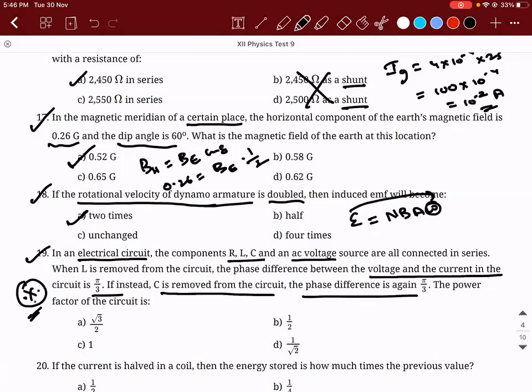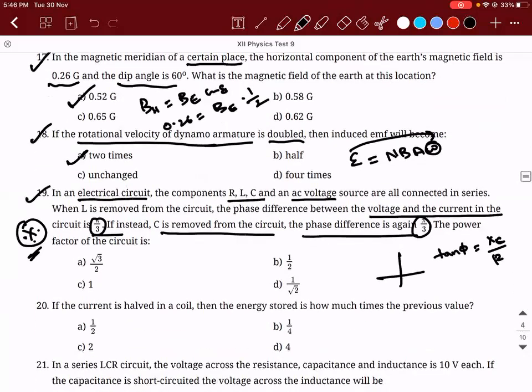So anybody with the idea? Why did they speak about the phase difference here? When L is removed, what would have happened? When L is removed, it would have been an RC circuit. So for an RC circuit, you're going to get tan phi is equal to XC divided by R. Correct? So that time you're getting pi by 3. Now what they're doing, instead of removing L, if the C is removed, then what will have happened? The phase angle is still pi by 3.